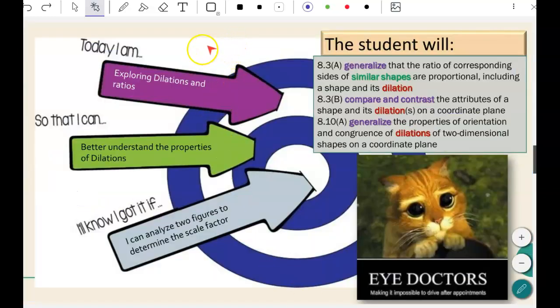So our target slide here says, today I am exploring dilations and ratios so that I can better understand the properties of dilations. I'll know I got it if I can analyze two figures to determine the scale factor.